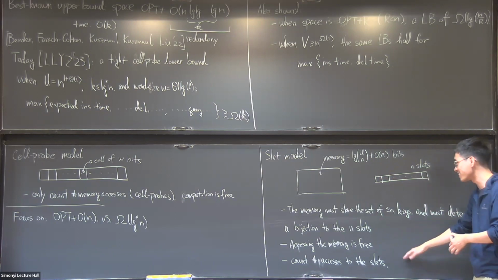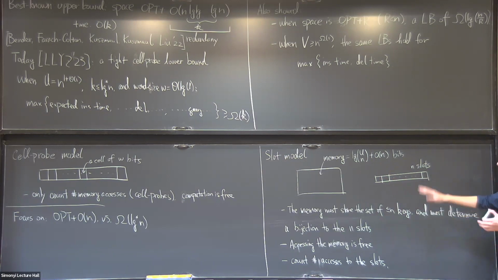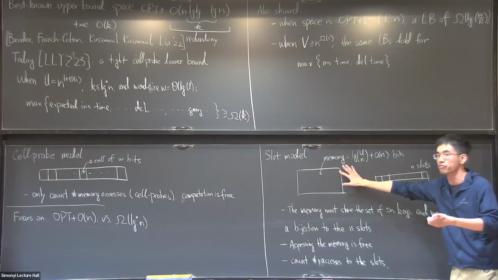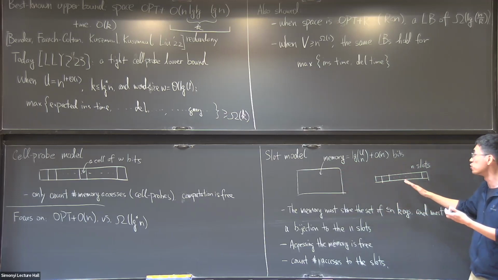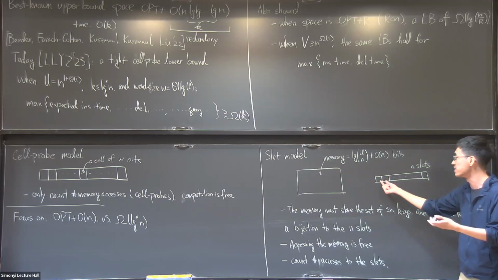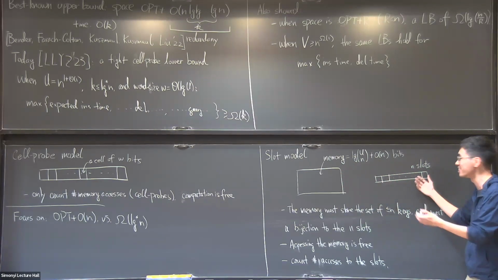Okay, in this case, we only want to count the number of accesses to the slots. And also because of that, this slot model is actually incomparable with the cell-probe model, because on one hand, we can access this part of memory for free, but also this restricts the data structure to store those values atomically. Like it has to be stored exactly here, in those n slots.